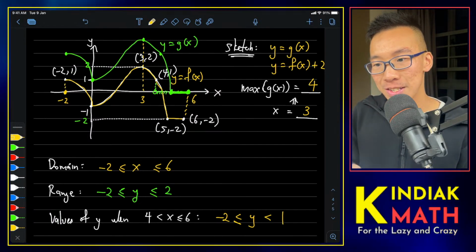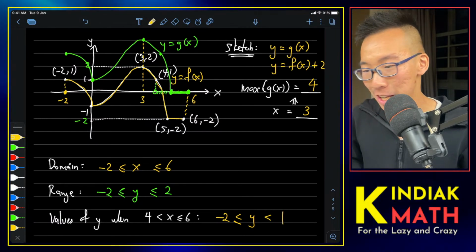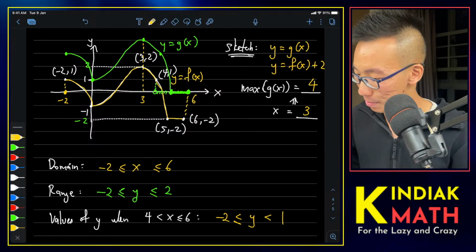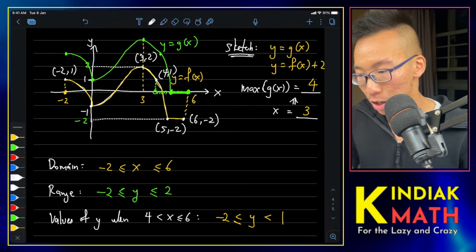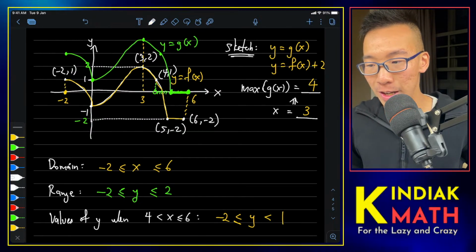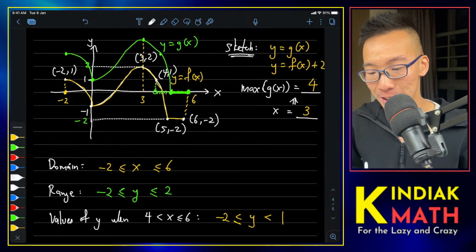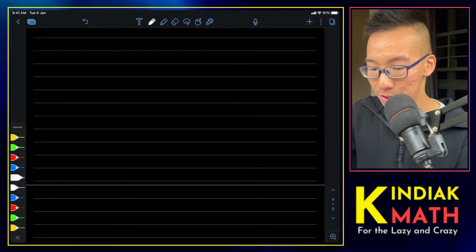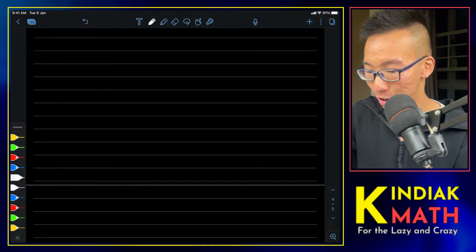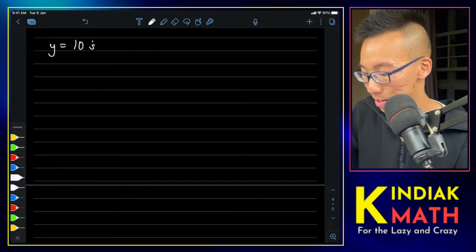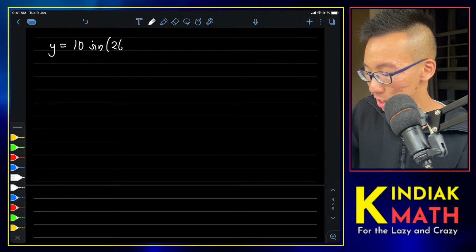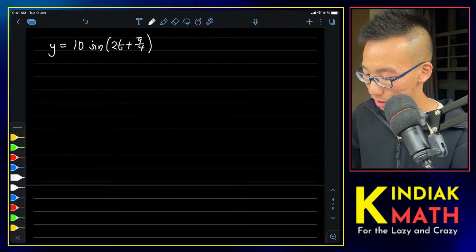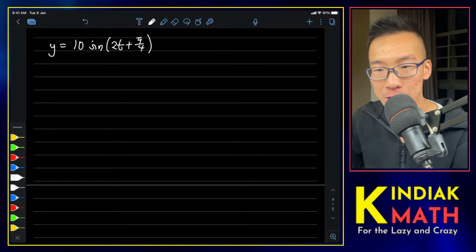Alright, so that's the question pertaining a slightly strange graph and involving domains and ranges. On the topic of graphs, we're going to look at some trigonometric graphs as well. So the next question involves this particular function, y equals 10 times the sine of 2t plus pi over 4. And we are asked to find a bunch of things.